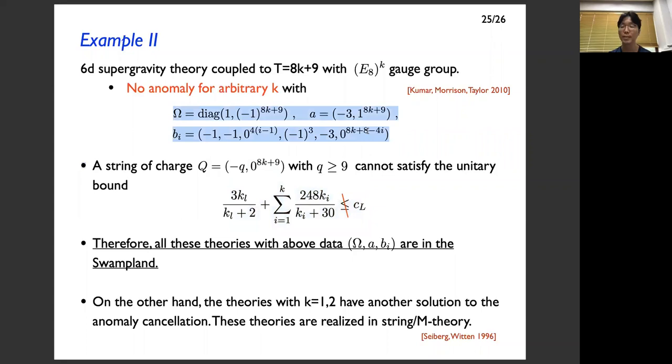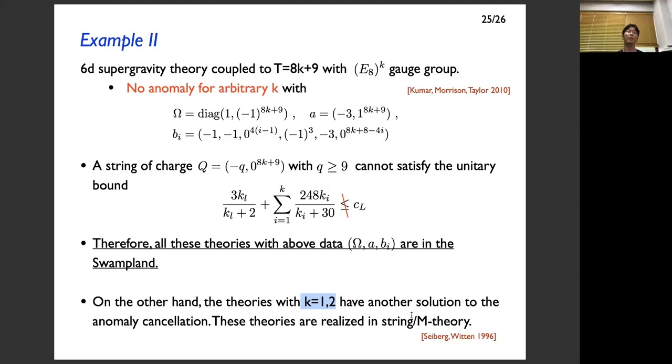But interestingly, we found that the theories with K equal 1 and 2 admit another solution to the anomaly cancellation. I didn't present it in this slide, but they have another solution other than this one. And by using the strings, we couldn't find any non-unitary string configuration for these cases when K equal 1 and 2. Indeed, these theories with K equal 1 and 2 are realized in M theory. So string Lamport's principle in this infinite class is basically verified.